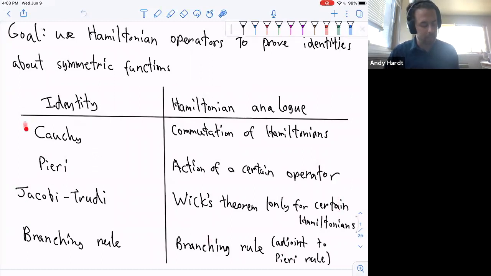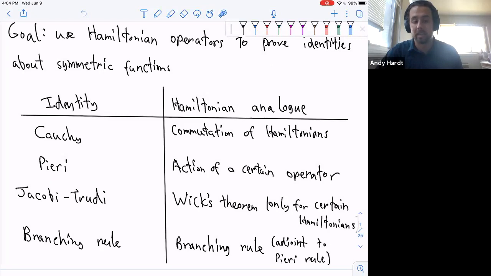For instance, a Cauchy identity, if interpreted right, can be seen as a commutation relation for Hamiltonians. A Pieri identity is the action of a certain operator, which we'll mention later. The Jacobi-Trudi formula, as far as I can tell, only applies for Hamiltonians connected to Fock space, but essentially the Hamiltonian analog of the Jacobi-Trudi formula is called Wick's theorem.